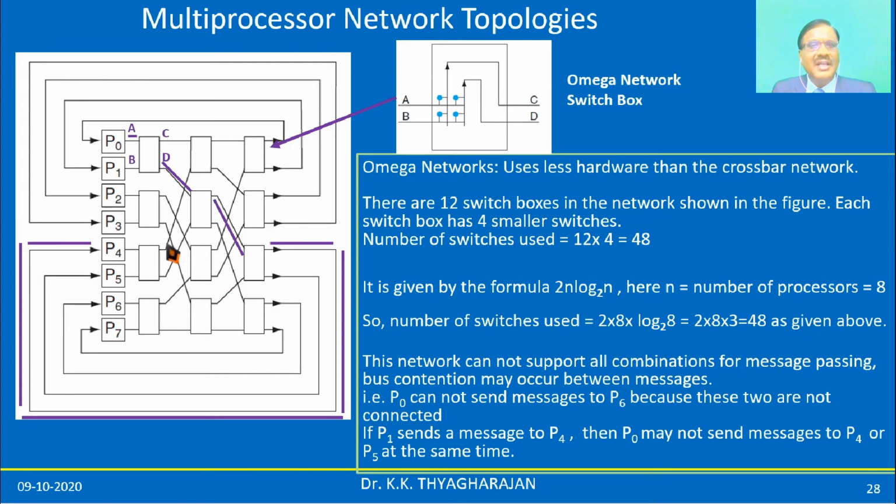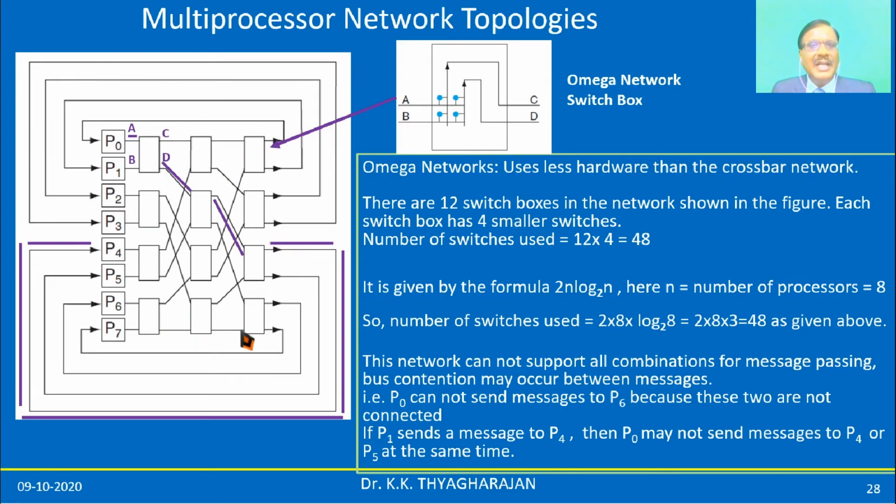Like that, in each column, the switch boxes are divided into two groups. Right? This is the first group, this is the second group. Similarly, for the third column, this is the first group, this is the second group. Any switch will be connected to only one group. If the switch is connected to this first group, it will not be connected to the second group. That is why this problem arises.